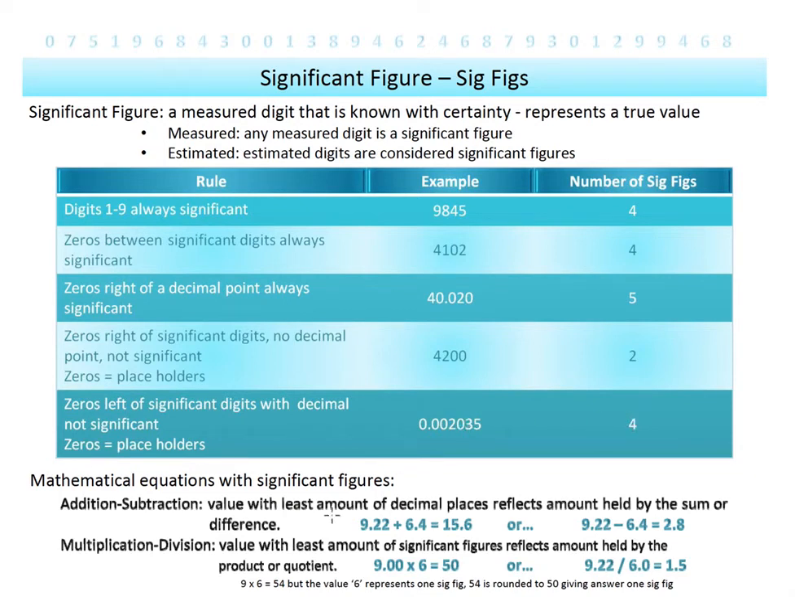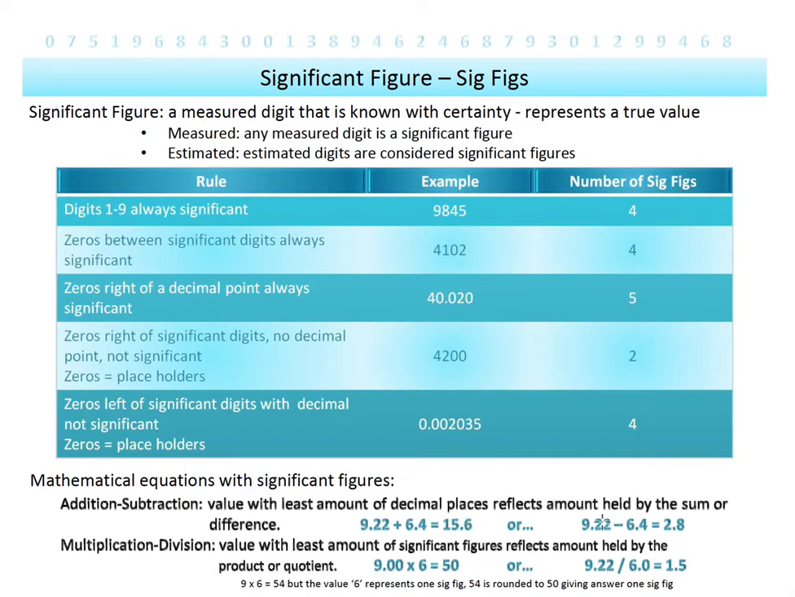With addition and subtraction, and we'll talk about this more in my teach back in class, but you had a little bit in lab, the value with the least amount of decimal places is the amount that your final answer has. So this one goes to the hundredths place, this one goes to the tenths. Your answer can only go to the tenths.